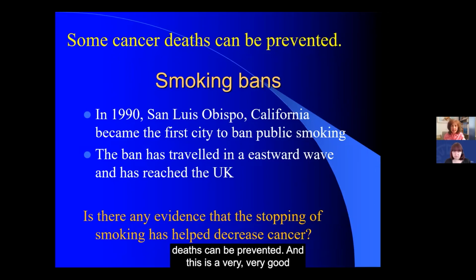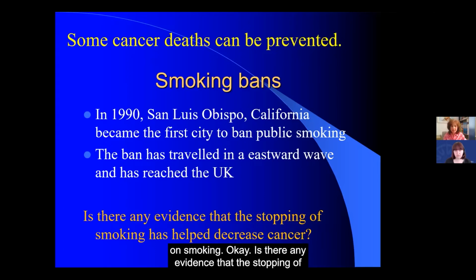Okay, a very important point. Some cancer deaths can be prevented. And this is a very, very good example. The smoking bans were a brilliant thing and probably saved more lives than any drugs we now have approved. This started in 1990 in a small little town in California called San Luis Obispo. And there the mayor made the first public smoking ban. And that ban traveled across the United States, eastward, it crossed the Atlantic, it reached the UK, it crossed Europe, and further beyond. And now China also has bans on smoking.